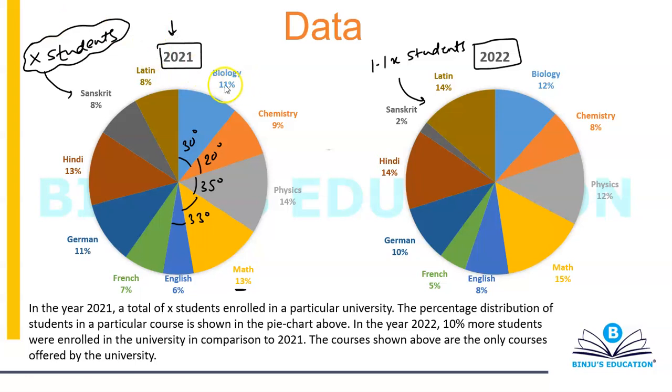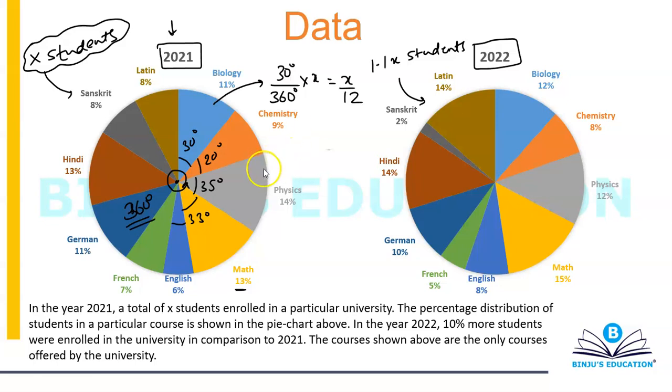What you would do is, if you want to calculate how many students enrolled in an individual subject, for example biology, you know that the sum of the angles made around a point is equal to 360 degrees. I have taught you that in the basics of circles. And biology is only 30 degrees, so the fraction of students in biology will be 30 degrees by 360 degrees into x, which will simply be x by 12. So if there are x students in total for the year 2021, in biology there will be x by 12 students.